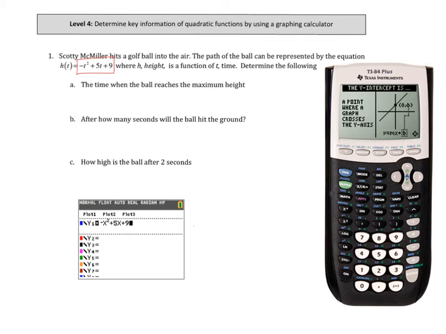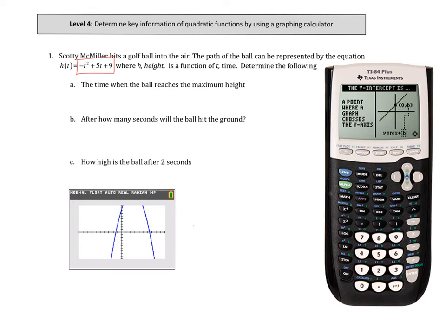Also make sure that these plots, where it says plot 1, plot 2, plot 3, should not be highlighted. If they are highlighted, go up to the top and press enter on them so that they are not highlighted. They should be just clear like that.